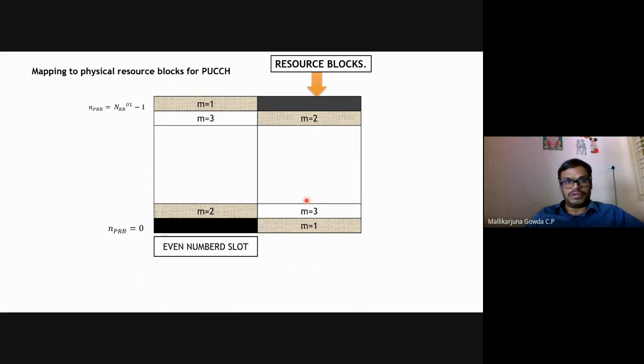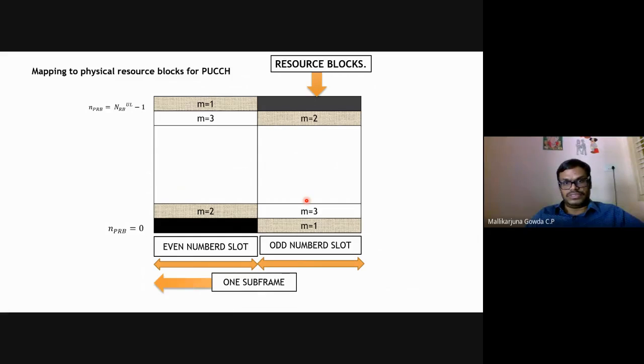So this is what I say, one PRB. This is a resource block, even number slot, and this is the odd number slot. That is, in one subframe we have two slots, right? Even number slot and odd number slot. So here this dark PRB is contiguous with another resource block, this is the next resource block, right? So it is contiguous, this and this. That's what I want to say here. See, the number of physical resource blocks can vary from 0 to the number of resource blocks in the uplink minus 1.